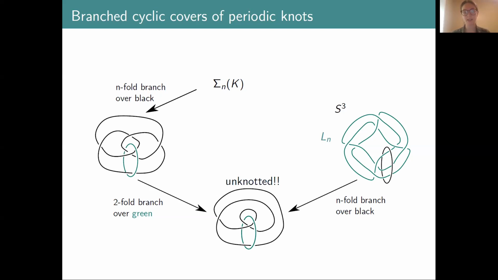And finally, I want a 2-fold branch over the green. And the statement is that I get the same thing as if I'd gone up the left-hand side of the diagram.